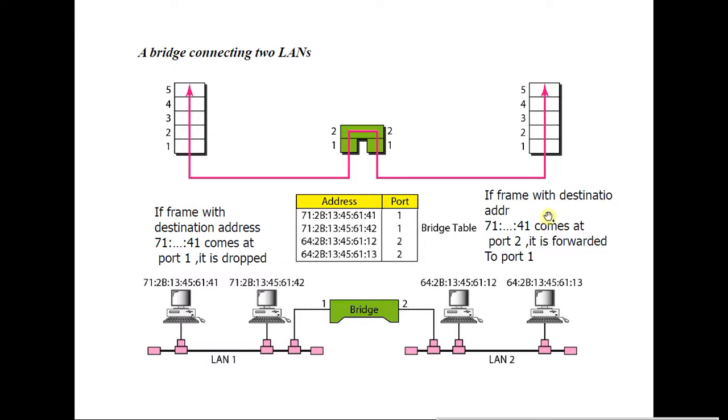If a frame with destination address 41 comes at port 2, then it is forwarded to port 1. Suppose node 12 sends a frame to the 41 MAC address, and that frame comes at port number 2. Then the bridge forwards that frame to port number 1, because the destination address is on another LAN segment. In this way, by using filtering and this table, it performs the routing of frames between the LAN segments.